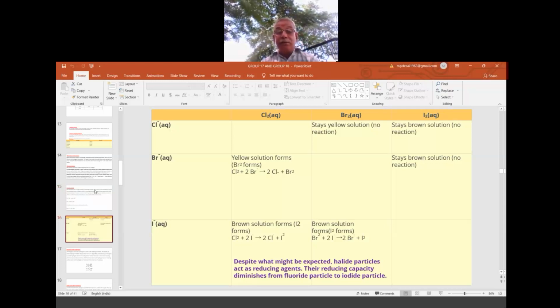Now the blue part, I'll explain. What is the blue part here? Despite what might be expected, halide particles act as reducing agents, because they are electron donors. Fluoride, chloride, bromide, all those are called halides.